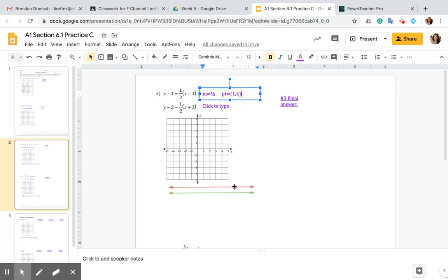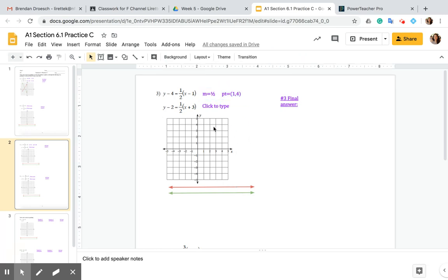Okay, so in order to graph that, you start with the point. So I'm going to locate that point, 1, 4. So 1, 4 is right here where I'm clicking. So I'm going to take my line, I'm going to start with the red one, and I'm going to line up that arrowhead with where that point is. 1, 4. Here it is.